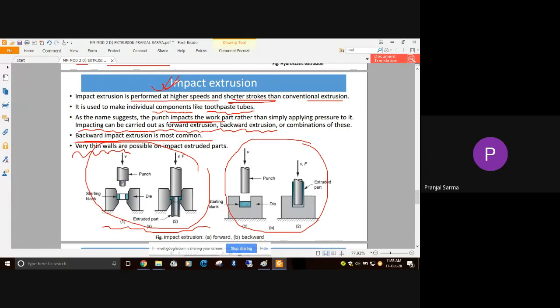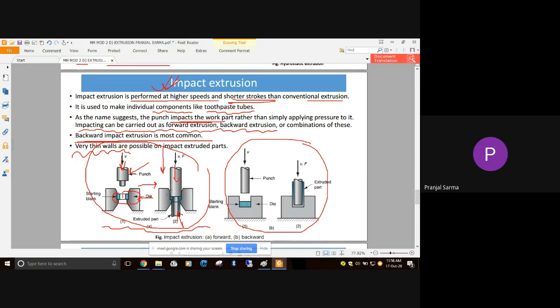So what you can see, basically now the punch will not be in direct contact with the die. The die will have the required shape and will have the workpiece here. So we'll be doing impact loading here. In the next figure you can see when it has been impacted. So what will happen? This way, the blue part becomes the extruded part. So this is forward extrusion.